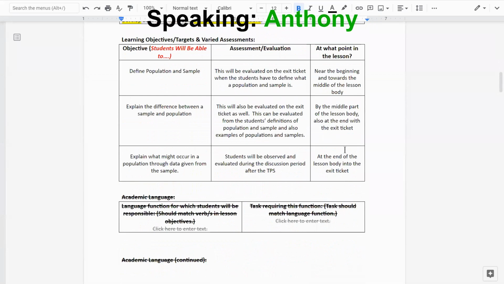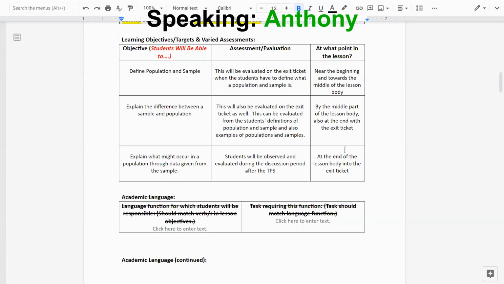So there's a few different learning objectives we are trying to do during this day one lesson. One of them is to define population and sample. And with that, we have different types of assessments depending on what the objective is and when we'll do it in the lesson. For example, when we define population and sample, it will be evaluated on our exit ticket when the students have to define what a population is and what a sample is. And of course, this could be near the beginning and towards the middle of the lesson when we explain what the population and sample is, but at the end of the lesson, that'll be what the exit ticket is.